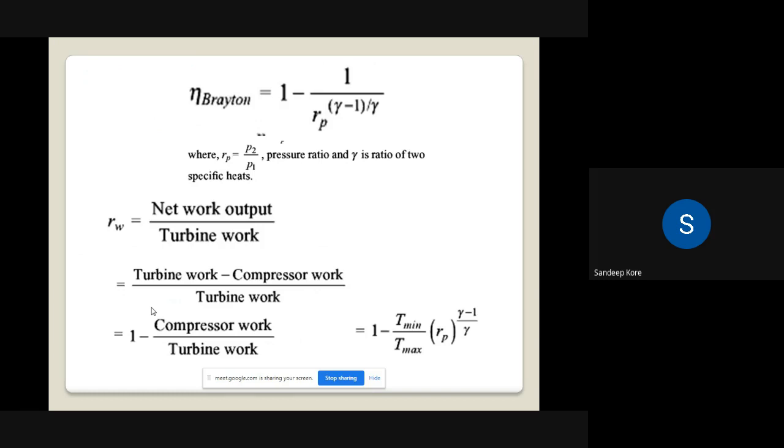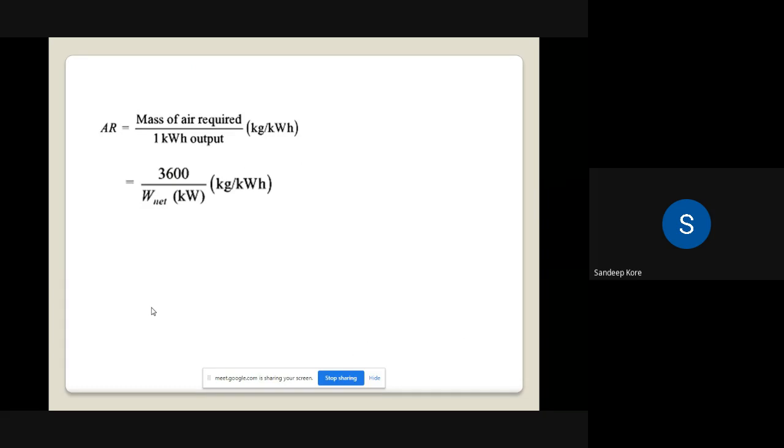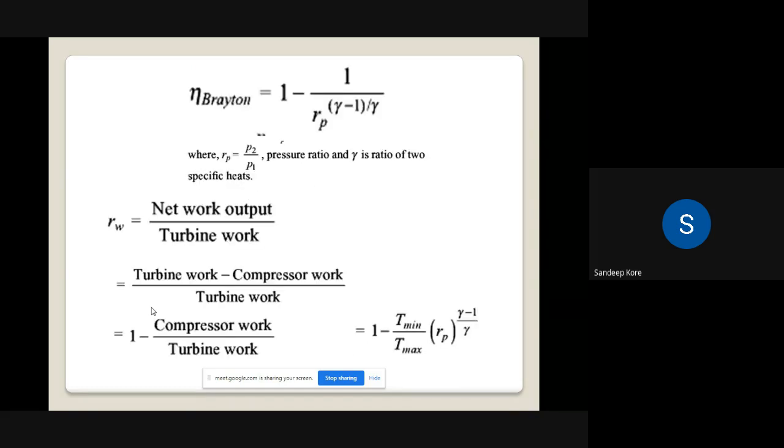If you have written this, two more formulas you have to write. Work ratio, that is Rw, is equal to net work upon turbine work, and that is equal to 1 minus T minimum divided by T maximum into Rp raised to gamma minus 1 upon gamma. So write this formula also, the work ratio.